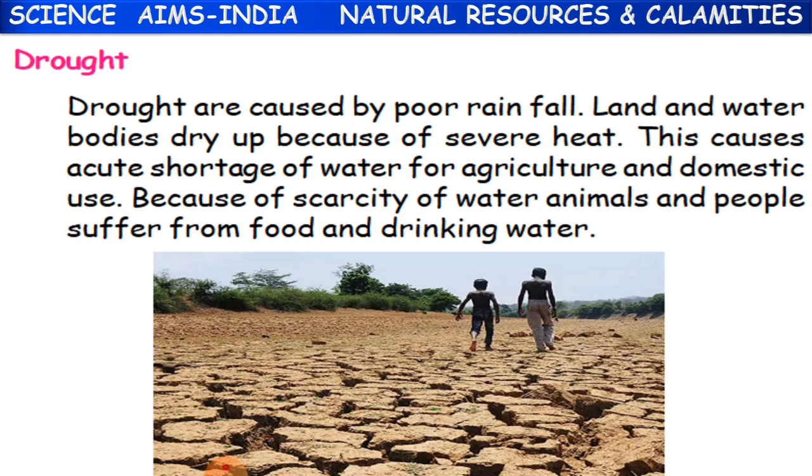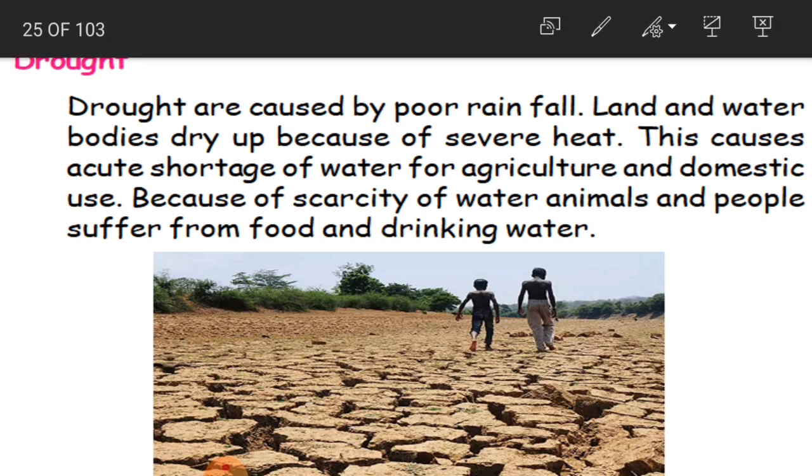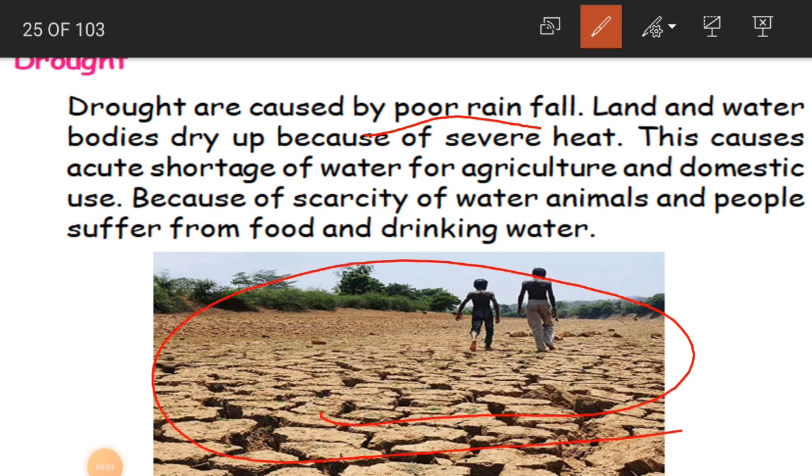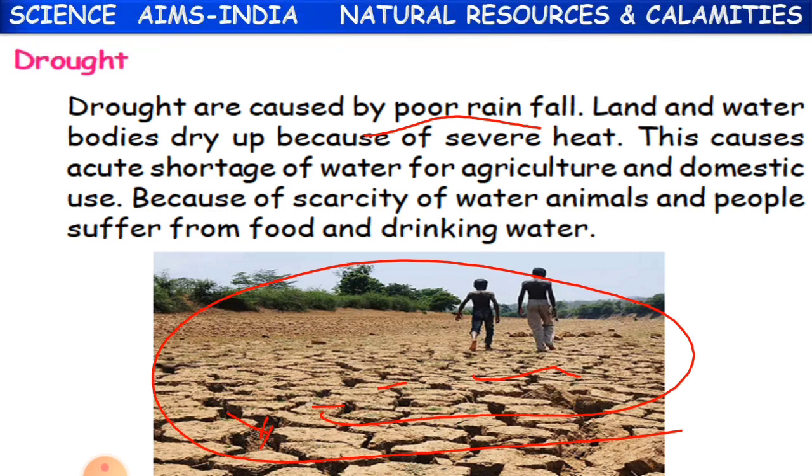Okay, children. And at the last, we'll learn about drought. So, drought. What is drought? Drought is caused by poor rainfall. Drought is nothing but poor rainfall. See here in the picture how the land is completely dry, and the land is also breaking because of the dryness in the soil. You can see the cracks in the soil because there is no rain. Poor rainfall in the sense no rain at all.